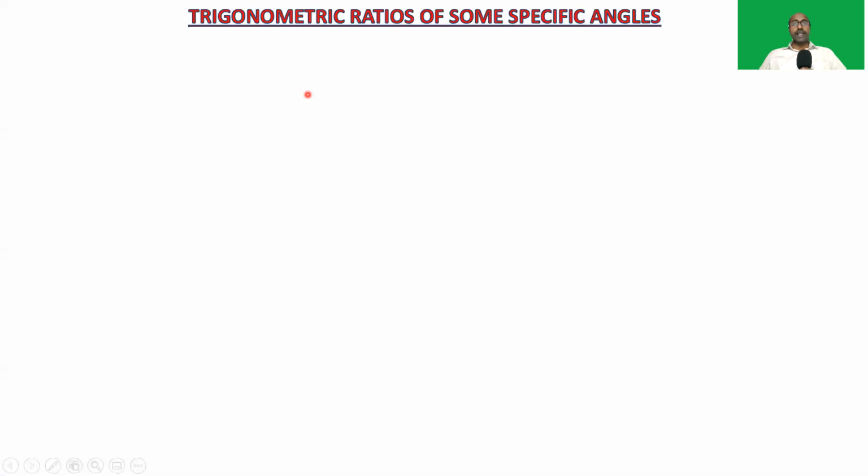In the previous class, we completed all the problems in exercise 11.1. And in this class, we are going to find the trigonometric ratios of some specific angles. That is, we are going to find the trigonometric ratios for some specific angles: 0 degrees, 30 degrees, 45 degrees, 60 degrees, and 90 degrees. Let us start with 45 degrees.